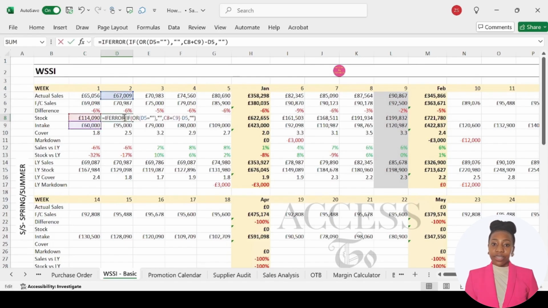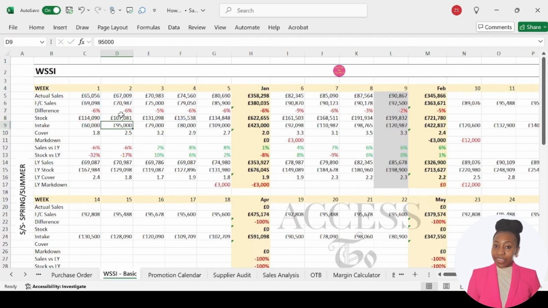So your stock is a nice calculation. Your stock is your stock from last week plus your intake from last week, and then minus the sales from this week. That's what makes your stock number. Yes, so that's a nice fun calculation. That tells us how much is sitting in our warehouse.